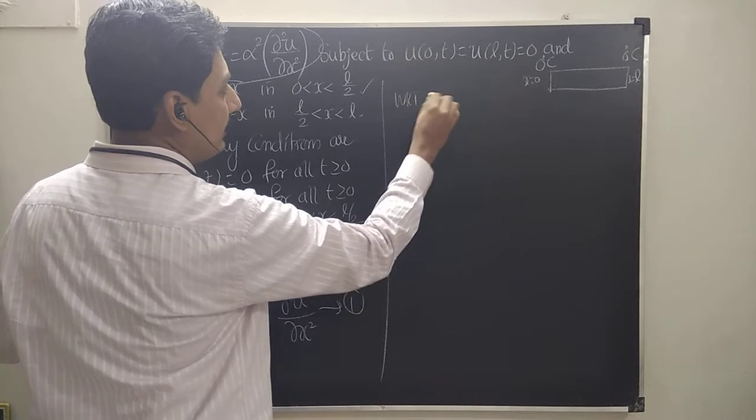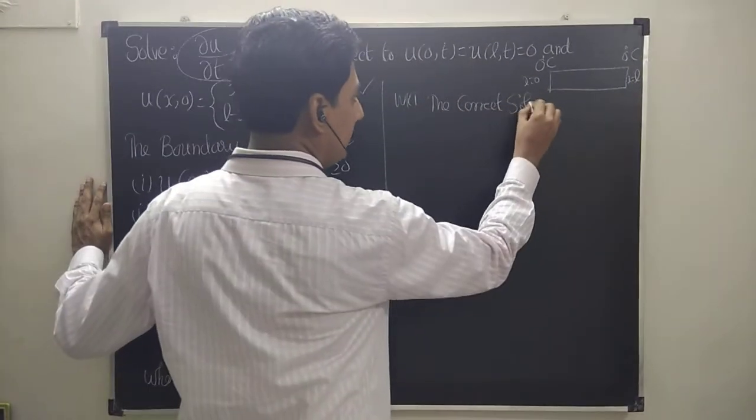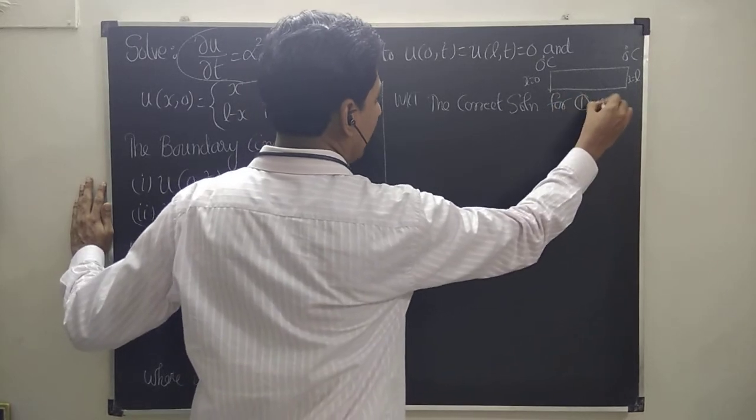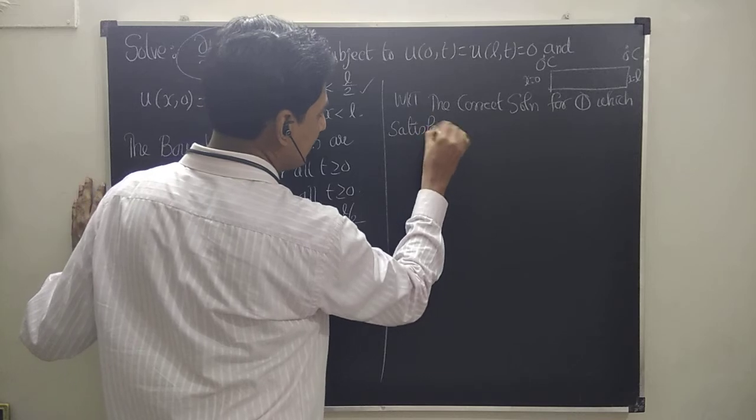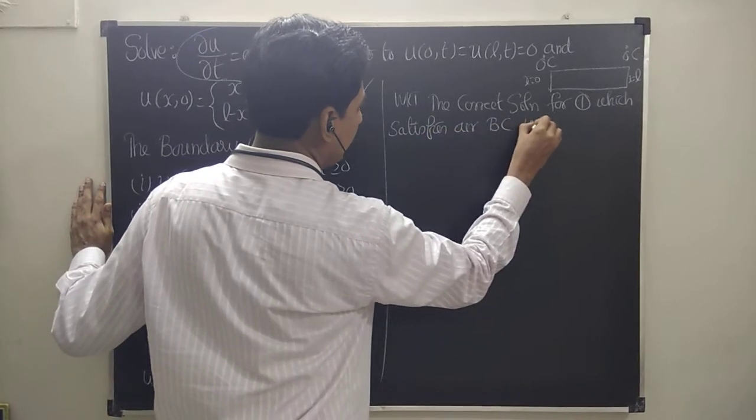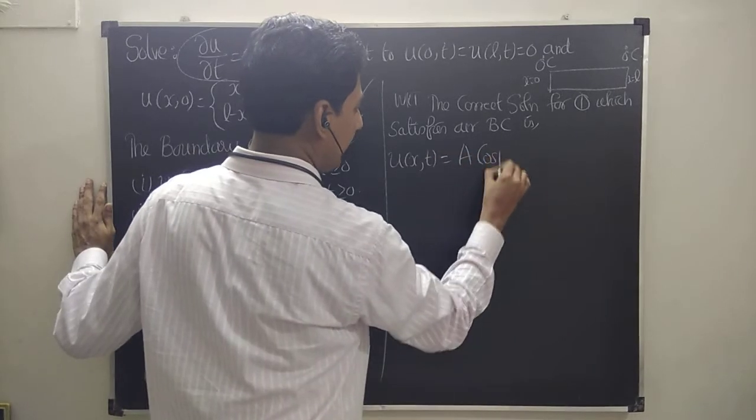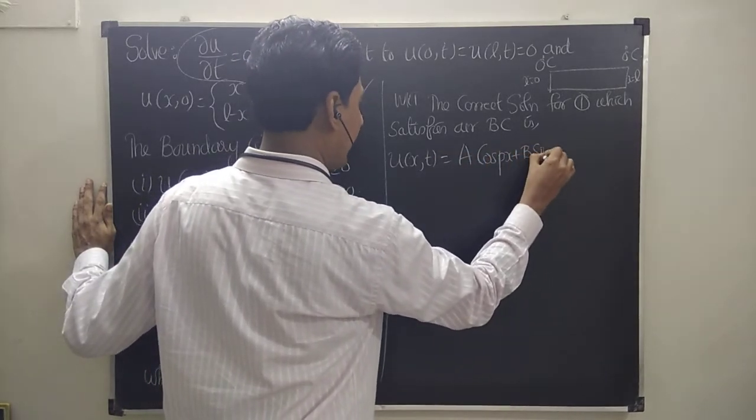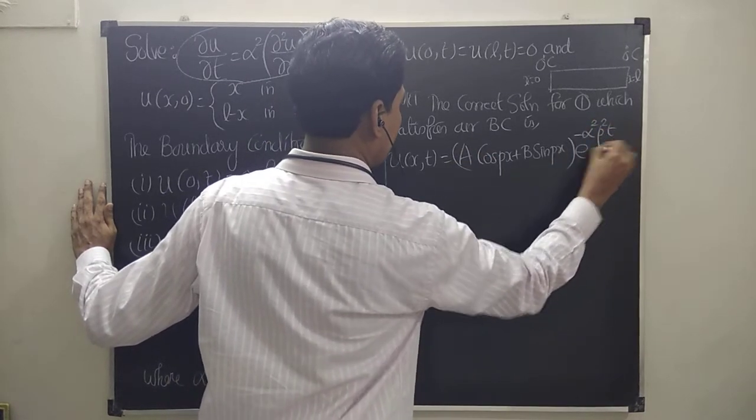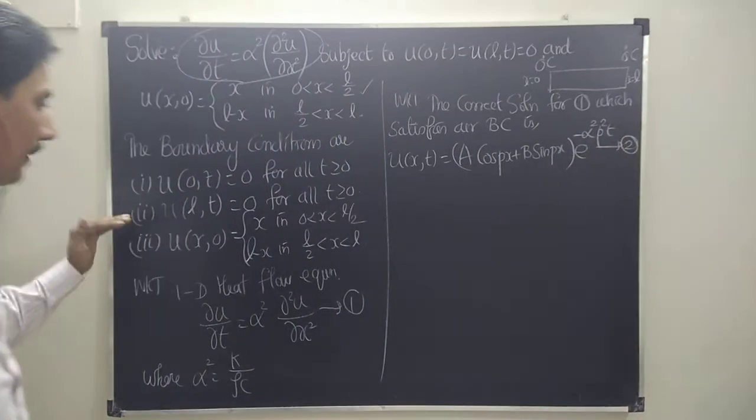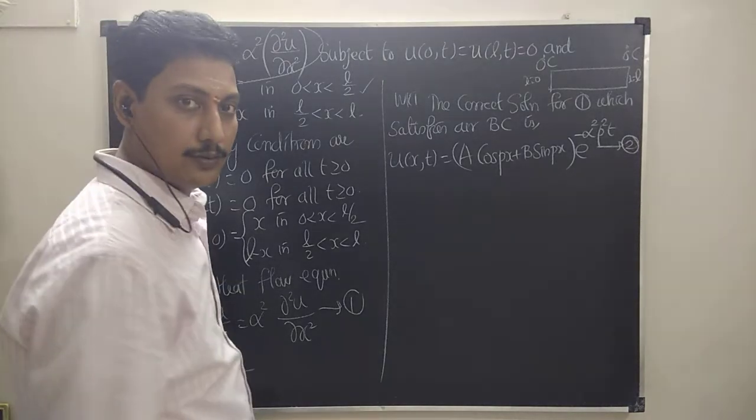And already we know, by using the method of separation of variables technique, we found that the correct solution which satisfies our boundary conditions is given by u of x comma t is equal to (a cos px plus b sin px) into e to the power minus alpha squared p squared t. So this is my equation number 2. So let us apply the conditions number 1, 2, 3 one by one. We will get the required temperature distribution.